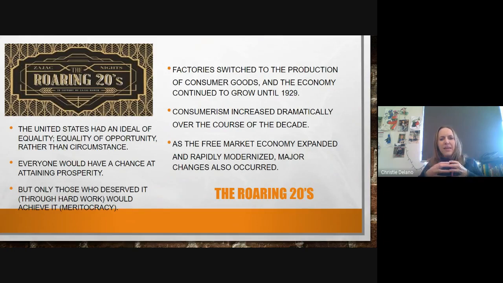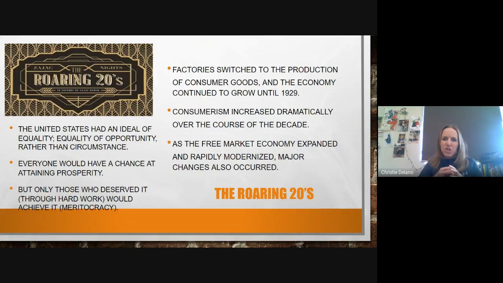But this idea that because of a lack of government intervention, in theory, everyone should have a chance at attaining prosperity through the pursuit of their self-interest, right? That idea of the American dream: if you work hard, you could achieve it. So this idea of meritocracy.